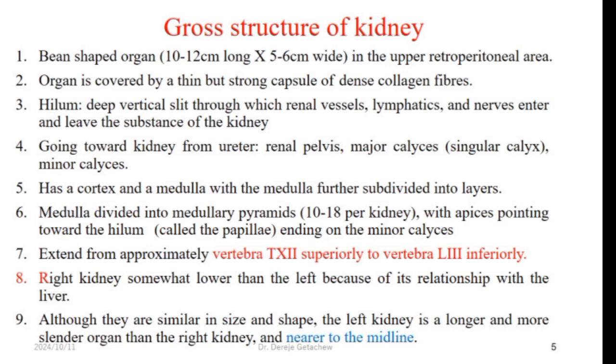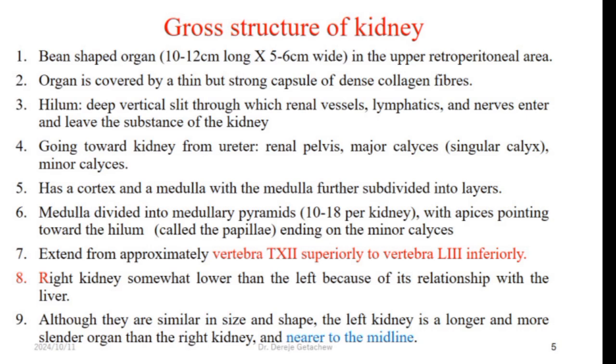So as we go toward the kidney from the ureter, we find the renal pelvis, then major calyces, then minor calyces. The kidney has a cortex and a medulla, and the medulla is further divided into layers. The medulla is divided into medullary pyramids, normally from 10 up to 18 in number per kidney, but sometimes can be 8. And the apexes of these pyramids point toward the hilum, and this point is called the papilla. This papilla ends in the minor calyces, followed by the major calyces and pelvis.